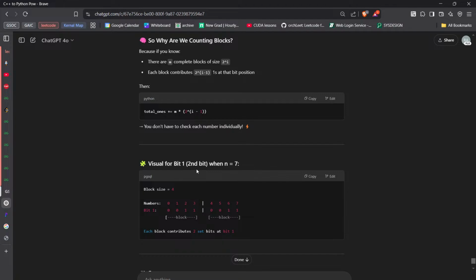Visual for bit 1, the second bit. Bit 1 is this: 0 1 2 3, 0 0 1 1, and 0 0 1 1. When n is equal to 7, each block contributes 2 set bits. So okay.